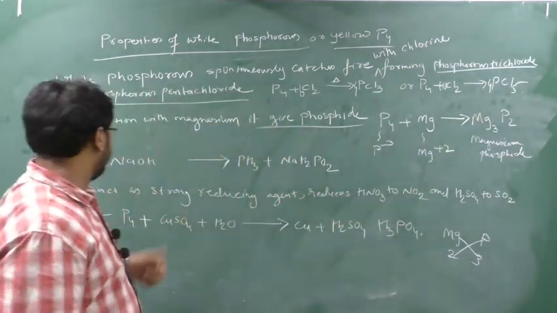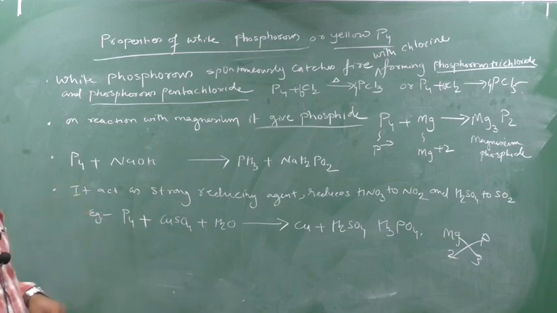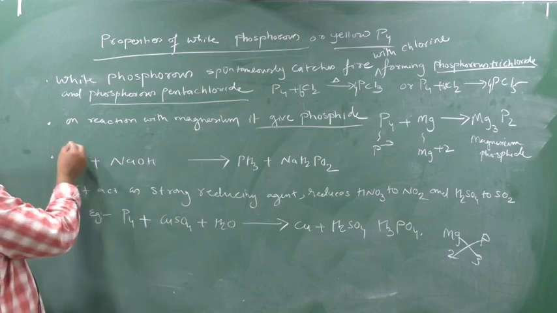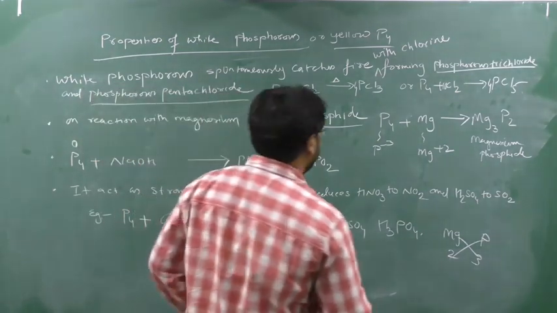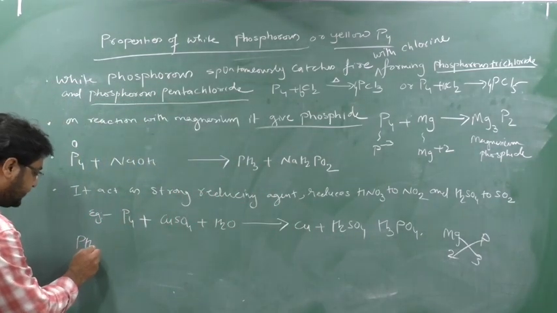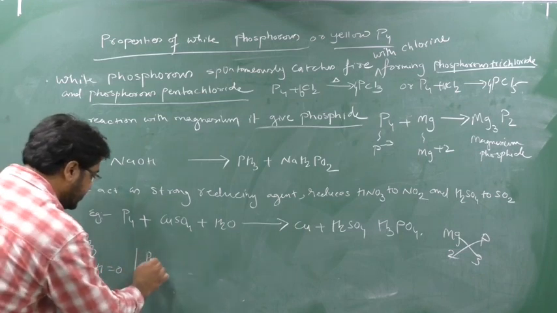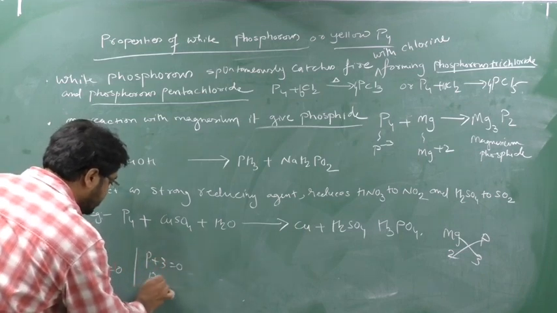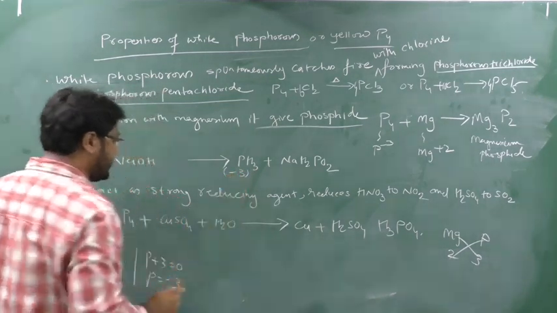Clear? Next property. This property gives that phosphorus will undergo a disproportionation reaction. See this reaction. Here the phosphorus atom's oxidation number will be 0. Here, phosphine. If you calculate the oxidation number in phosphine, P plus 3H equal to 0, so P plus 3 equal to 0, P equal to minus 3, because hydrogen is plus 1 here. So here P is minus 3.